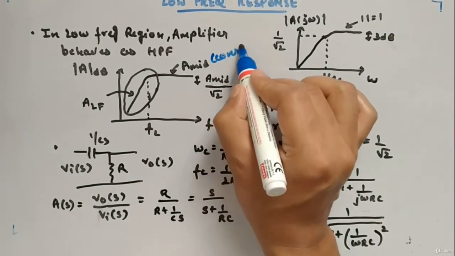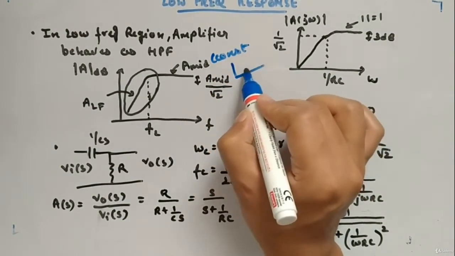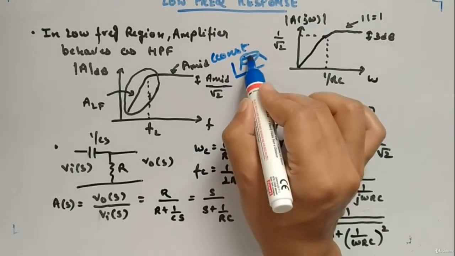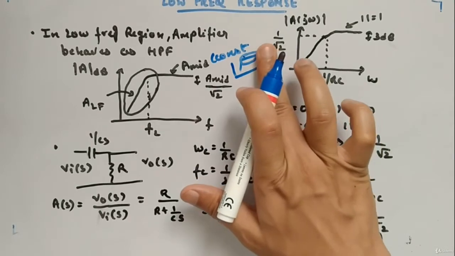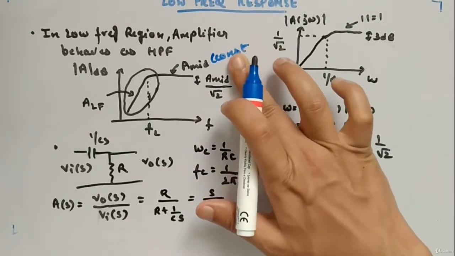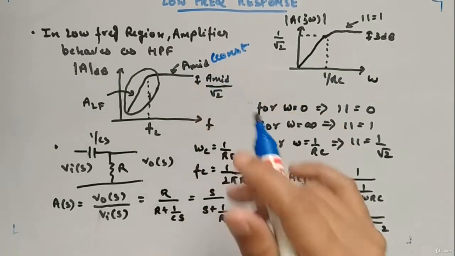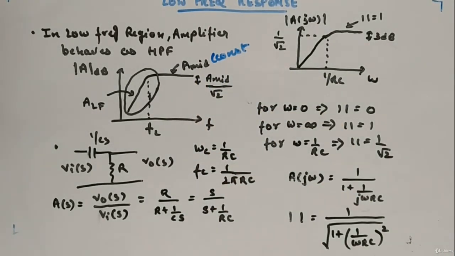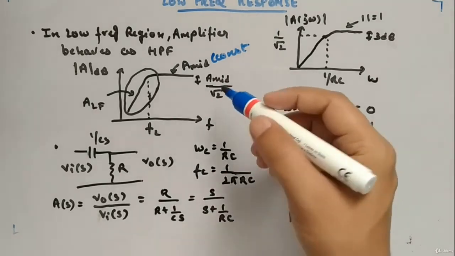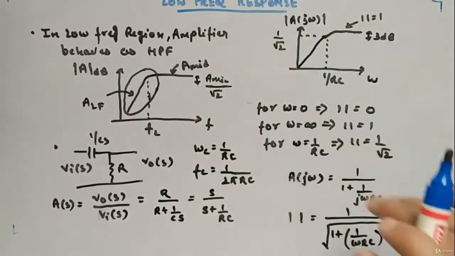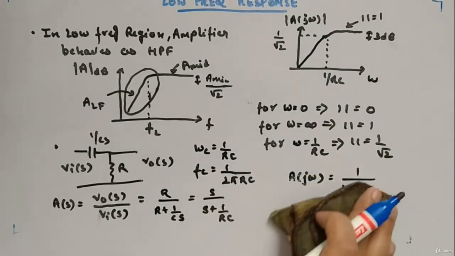If you remember, this part is the A mid, which is constant with respect to frequency. So if you give an input of some 10 volt to the mid-band region amplifier, then you will get 100 volt at the output. It is not dependent upon frequency.